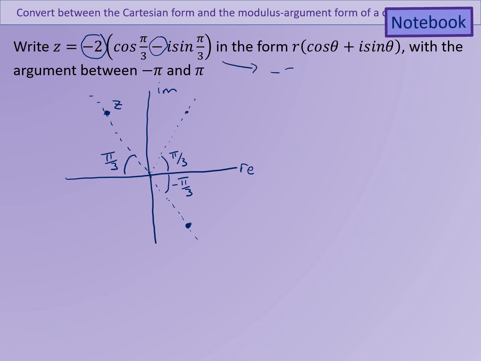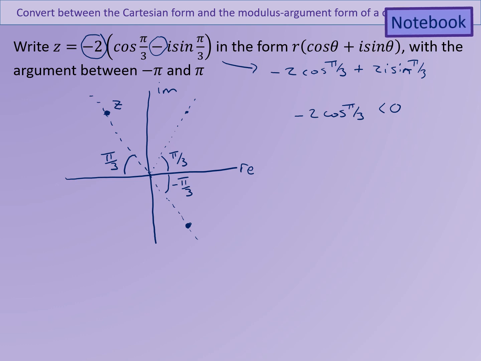You can also double check that by multiplying this out. You're going to get minus 2 cos pi by 3 plus 2i sine pi by 3. Now, if you calculate those two values, negative 2 cos pi by 3, that is actually going to give us an answer less than 0 if you put that into your calculator. So we know that the real part is going to be less than 0, which fits in with where I've put it on the diagram.